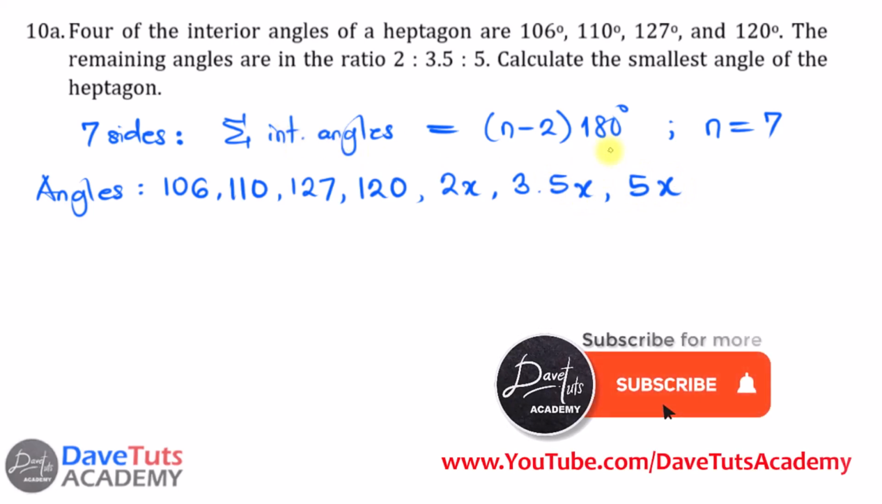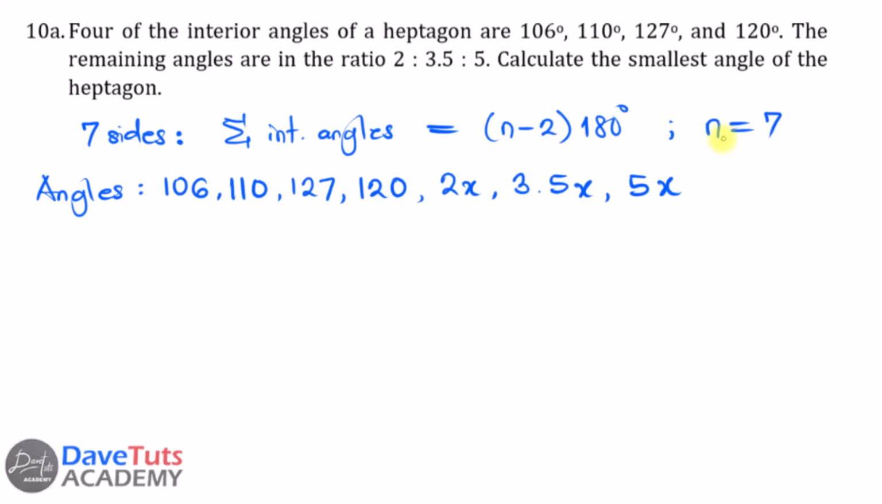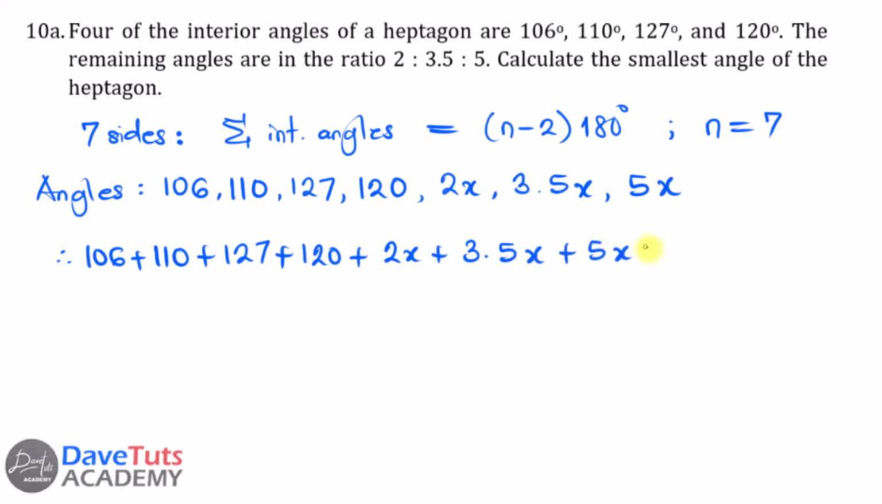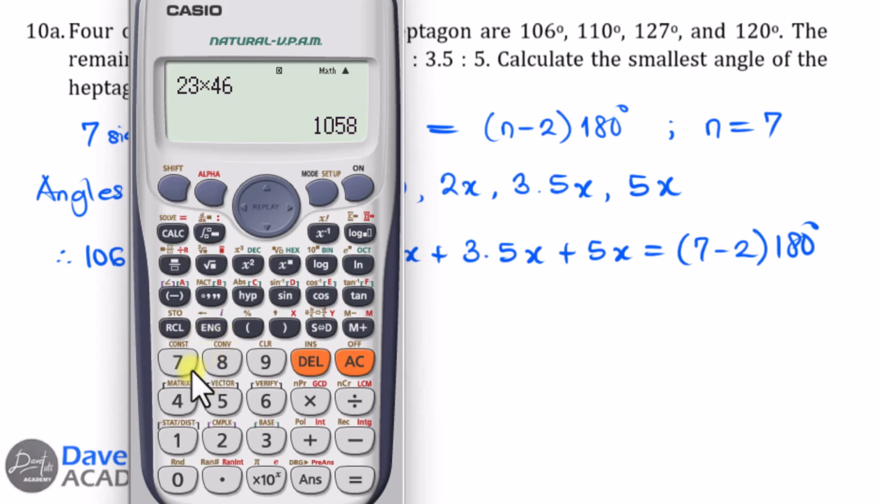Since you know that the sum of the interior angles of a polygon is given as n minus 2 multiplied by 180, and in this case n is 7 for a heptagon, then the sum of angles is 106 plus 110 plus 127 plus 120 plus 2x plus 3.5x plus 5x, which equals 7 minus 2 multiplied by 180 degrees. So let's bring in our calculator to solve this. We have 106 plus 110 plus 127 plus 120.